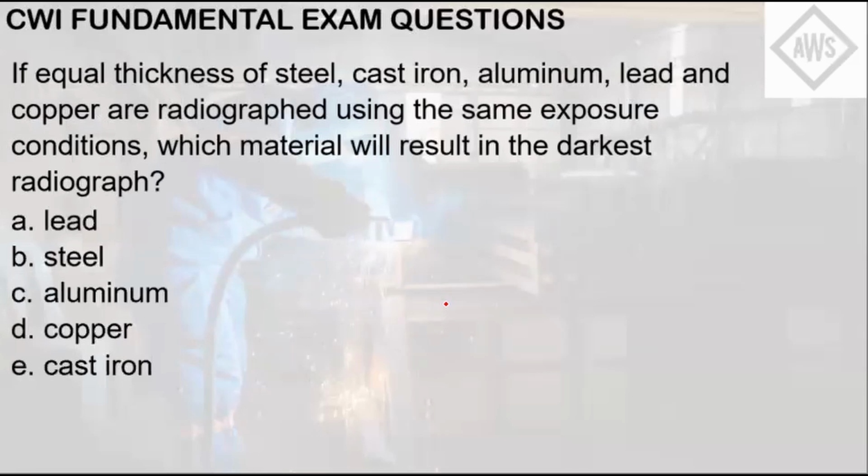So if you are familiar with the densities of these materials, you can know that the least dense out of all the materials here is aluminum. So the answer here is letter C. So the least dense material will produce the darkest radiograph among these choices.